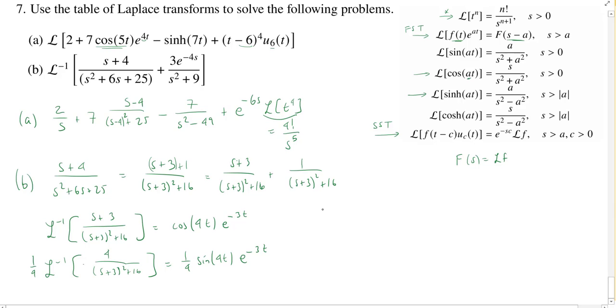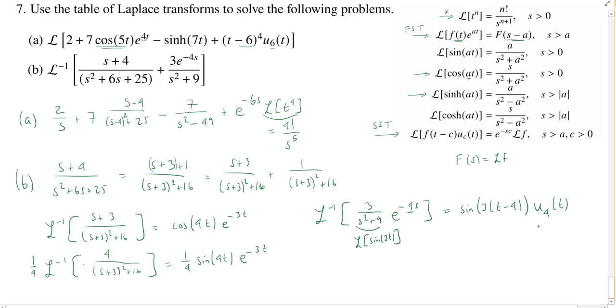Well, how do I use the second shifting theorem? So if I'm taking the inverse Laplace transform of, let me write it as 3 over s squared plus 9, e to the negative 4s, and this is the Laplace transform of sine of 3t, then the inverse Laplace transform is just going to be, we'll get rid of this L here. I need to take my function, which is sine of 3t, but the t has to get shifted. Shifted by what? Whatever this number is, this 4. So t minus 4. And then I need my unit step function at 4.